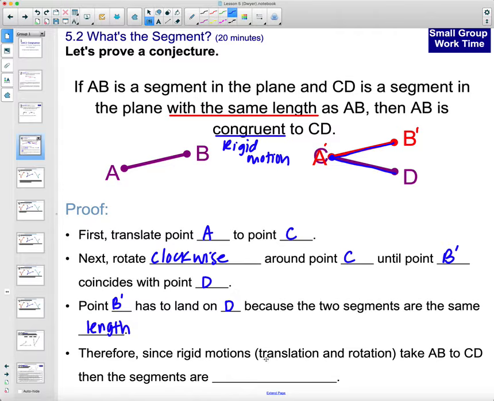Therefore, since rigid motions, a translation followed by a rotation, take segment AB to CD, then the segments are considered congruent.